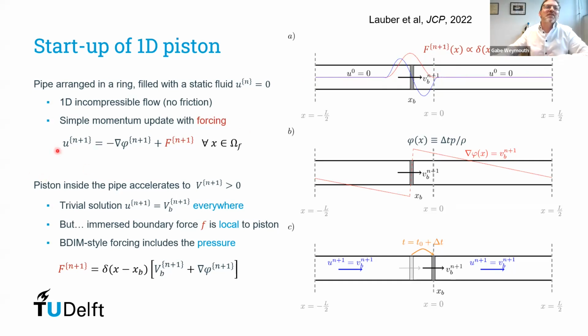How can we get the correct velocity we want where we're not allowed to change the forcing everywhere in the flow? So what BDIM does, what has to happen, is that the forcing needs to include the pressure term. If it doesn't include the pressure term, there's no way to solve this simple problem. So the forcing that we need to use, it's got to include something related to the velocity, but also the pressure.